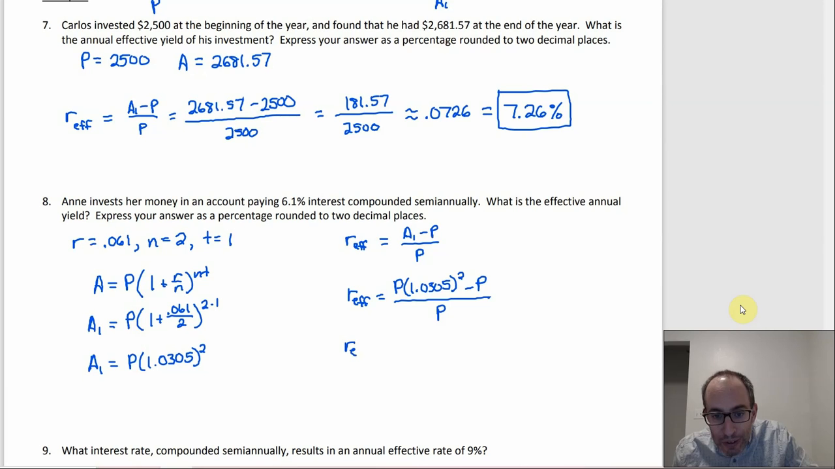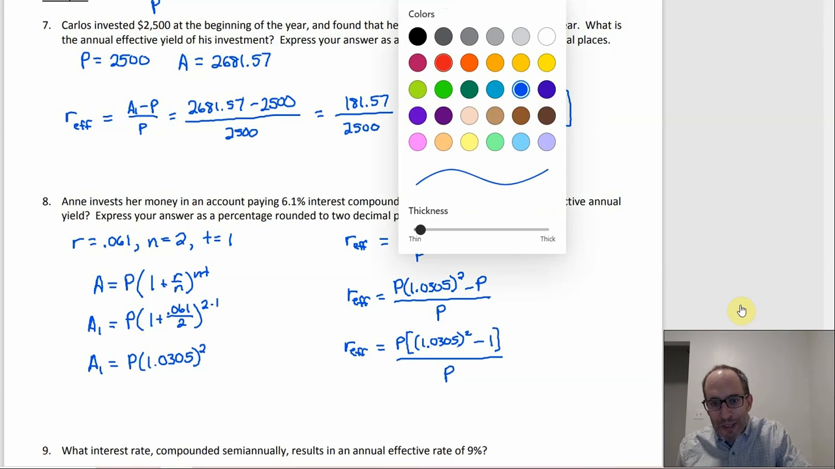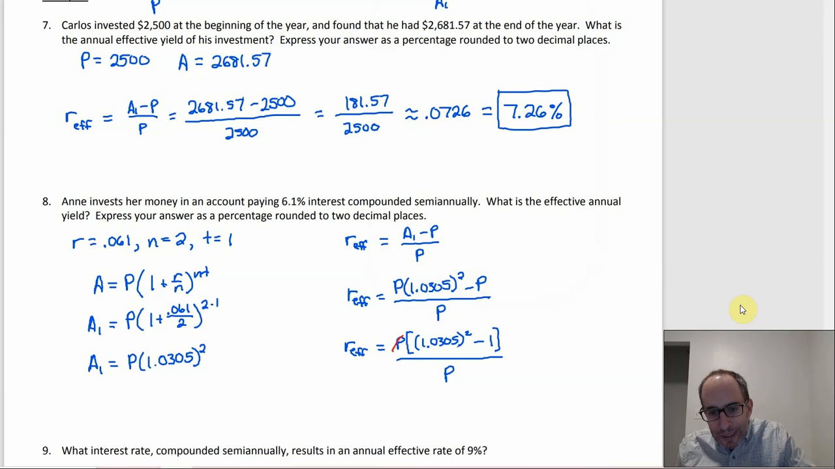So if I factor out P in the numerator, I'm going to be left with, I need an extra set of grouping symbols to get this to look right, that's why I've got the bracket here, 1.0305 squared minus 1, with the P factored out. And then this is over P. Those P's are going to cancel or divide out, however you want to look at that. Let me cancel them in a different color. There. Out.